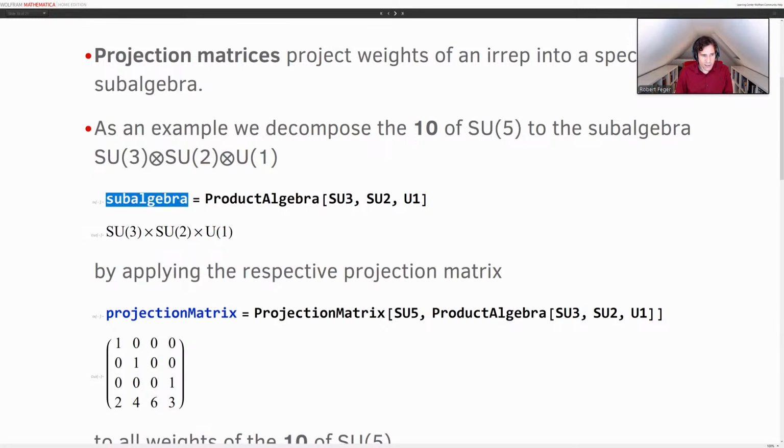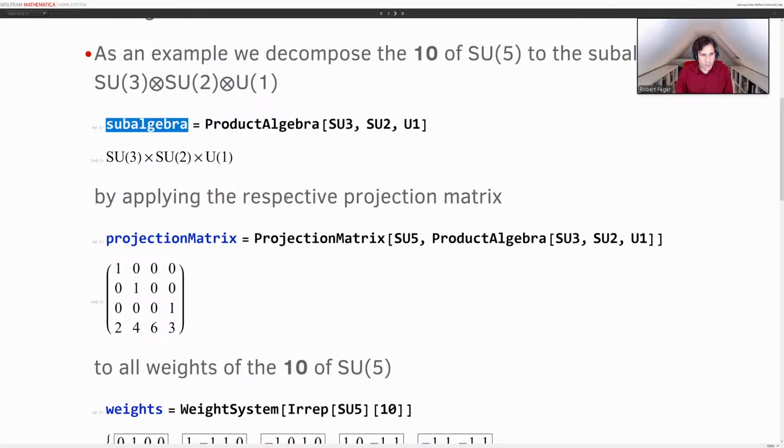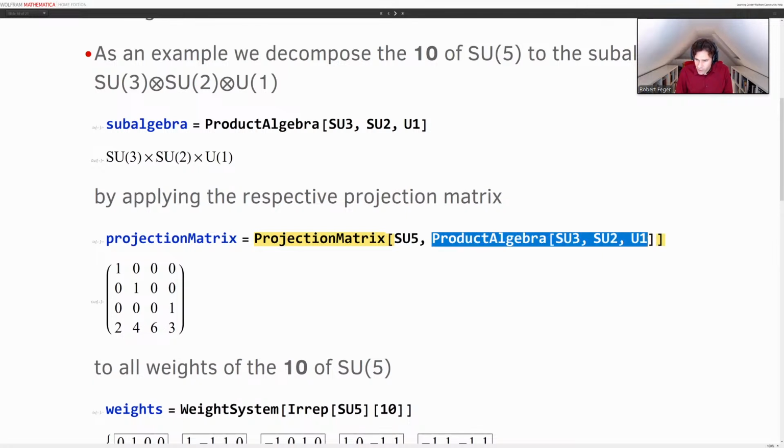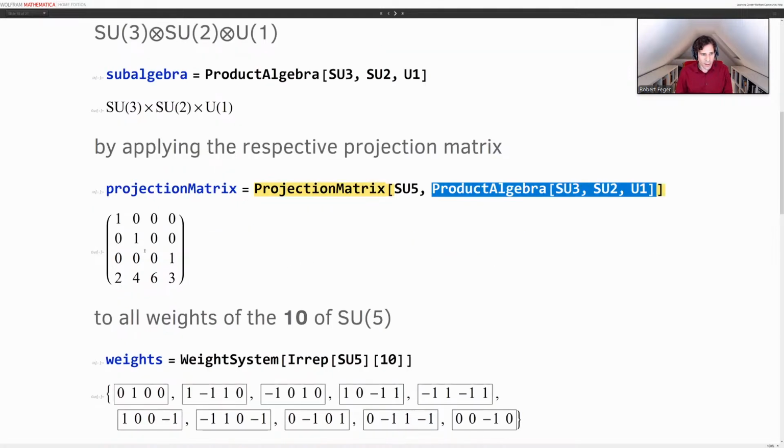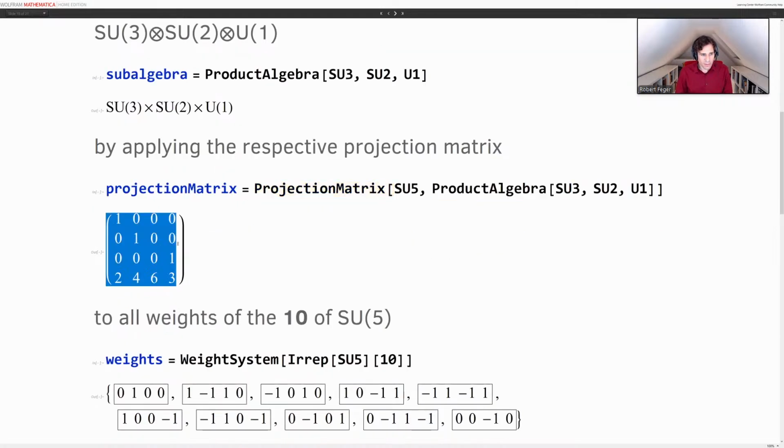We first save the target subalgebra here. Then we apply the respective projection matrix. There's a command for that, projection matrix, SU5 as the origin algebra, and here the product algebra SU3 cross SU2 cross U1 as the target algebra. And this is the projection matrices.